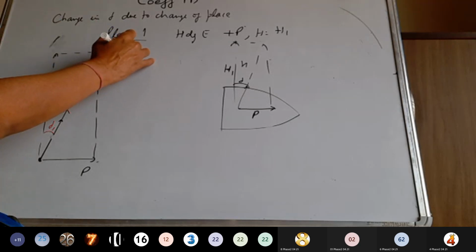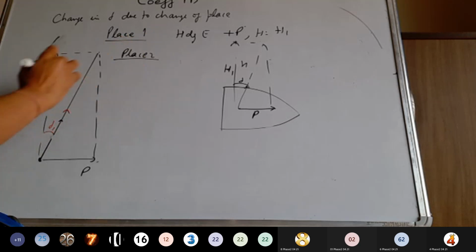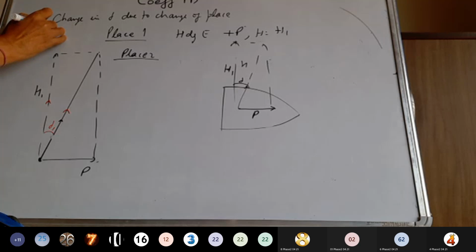Now we go to place 2. When we go to place 2, what is the thing which is changing? The value of H will change. As we go to higher latitude, the value of H becomes less and less. It is maximum at the equator. H is equal to F cos theta. The value of theta at the equator is 0, so cos 0 is 1. The value of theta at the poles is 90, so H is 0. As we go from the equator toward the pole, the value of H reduces.